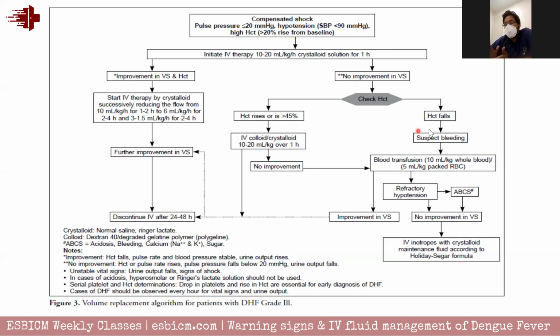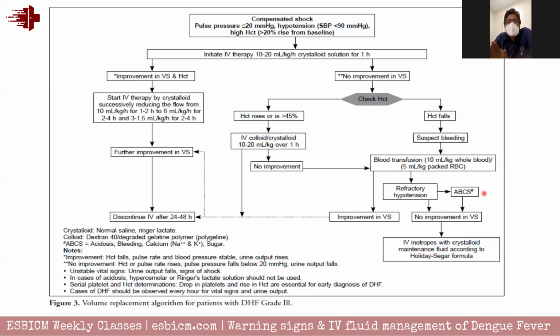Similarly, like how we did in the previous scenario, if hematocrit is in a falling trend, we have to suspect bleeding, and accordingly we have to give a blood transfusion. One more thing: if the patient is having continuous hypotension, refractory hypotension, then we have to look for the ABCS.